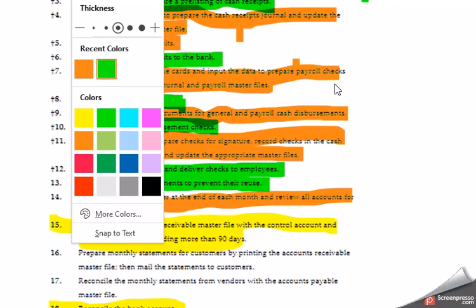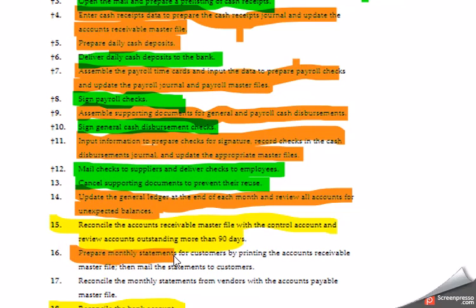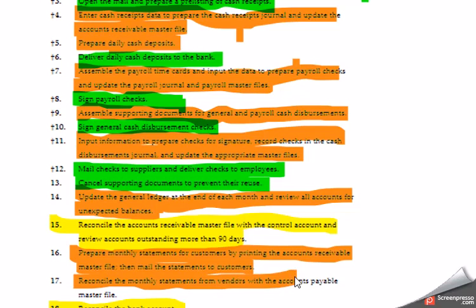But wait a minute, no, we can't do that because the green guy is the one who records the cash. So it has to be the orange person because they're not the ones who are ever touching the cash. So they're going to prepare that and then mail out the statements, and that'll have to be the same for this because the person in green is also signing those checks. So the orange person should be the one who's double checking those things.